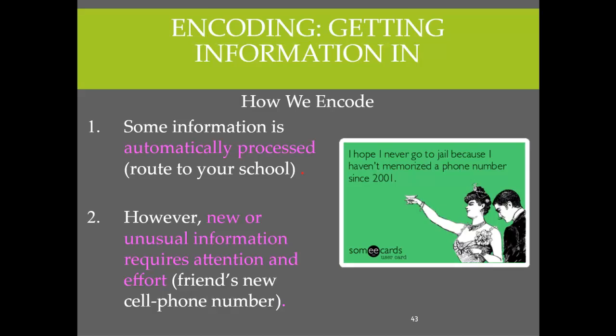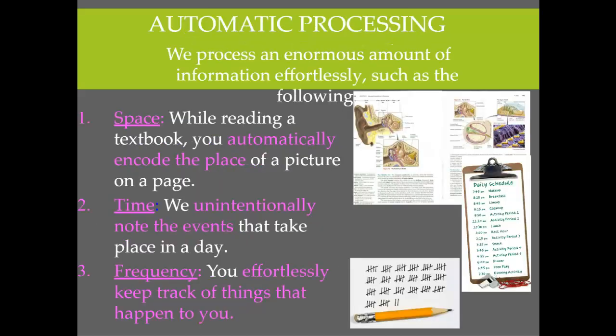But other new information, usually if it's unusual, requires attention. If you're trying to remember a phone number, that's like the hardest thing ever nowadays. Then you consciously have to rehearse it. That would be intentional. Other things that are automatically encoded: spacing, like you can remember where things were, like in a book page or in a room.